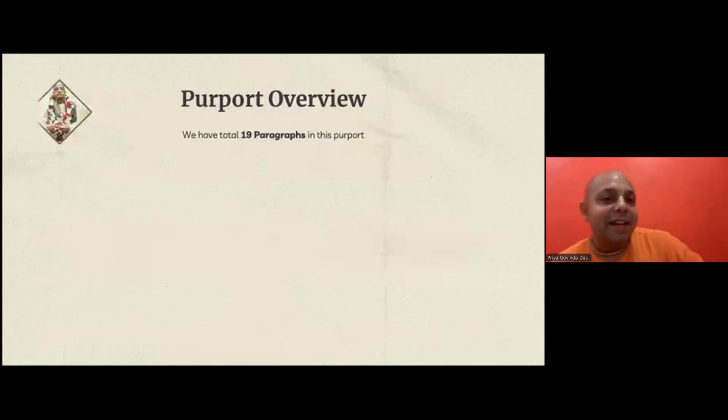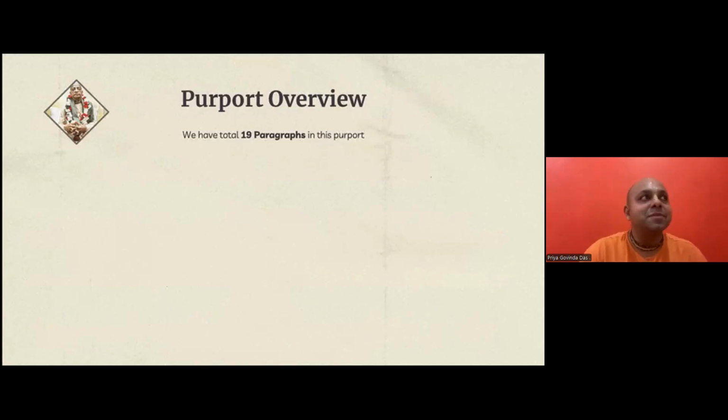There are a total of 19 paragraphs in the purport of Srila Prabhupada. It's very important that we understand how Prabhupada makes his purport ready for his disciples, because Prabhupada says it is directly given by Krishna. So it becomes all the more special because these purports are given by Krishna. So how Krishna wants us to understand these purports is very good.